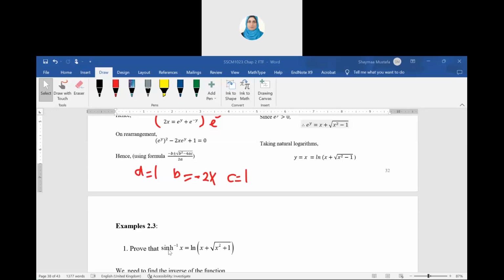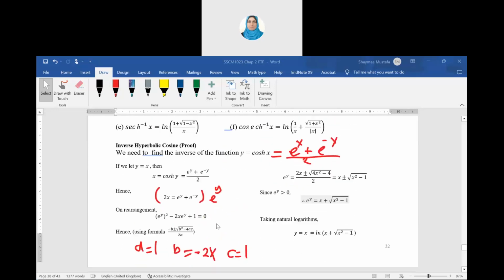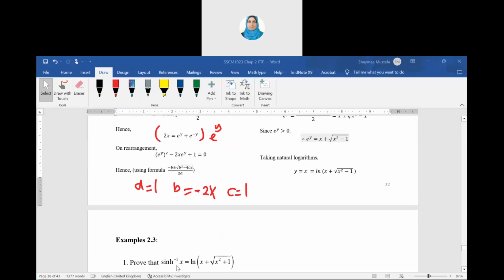Now we can find or prove the formula for sinh inverse x, and show it is equal to the natural logarithm of x plus the root of x squared plus 1. Same as I did here, I will do for sinh. So what is the first step? To find the formula for the inverse of any function, what is the first step you have to do?